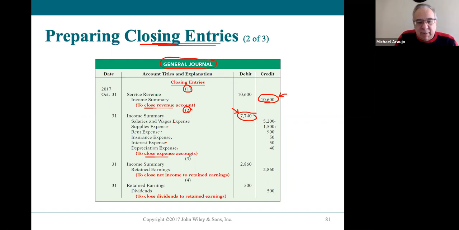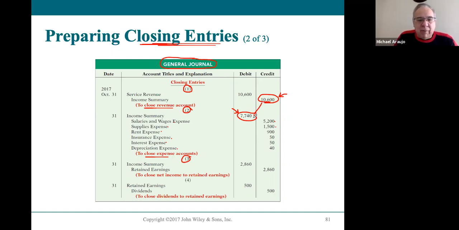So the third step is we no longer need that income summary account because it's served its purpose. It allowed us to close revenue and it allowed us to close our expenses out. Okay. What's sitting in income summary is the difference between the revenue and the expenses, which is the profit and net income.